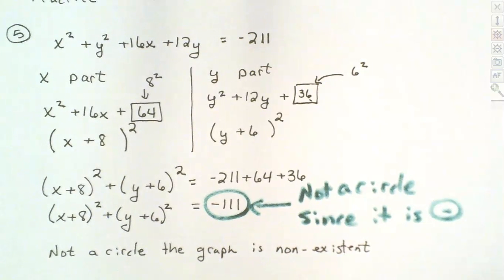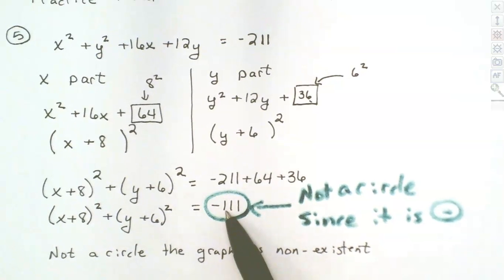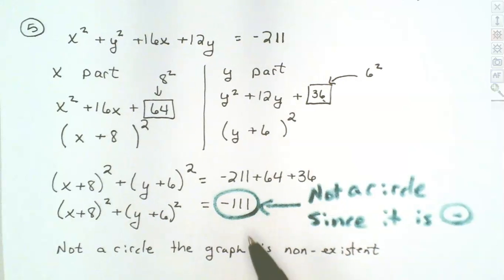Why is it not a circle? Because when we get to that last step, when it's in center-radius form, that's your r squared, and you can't take the square root of a negative number. When you do that, it becomes imaginary, right? And we can't graph a circle with an imaginary radius. So that's why this is not a circle.